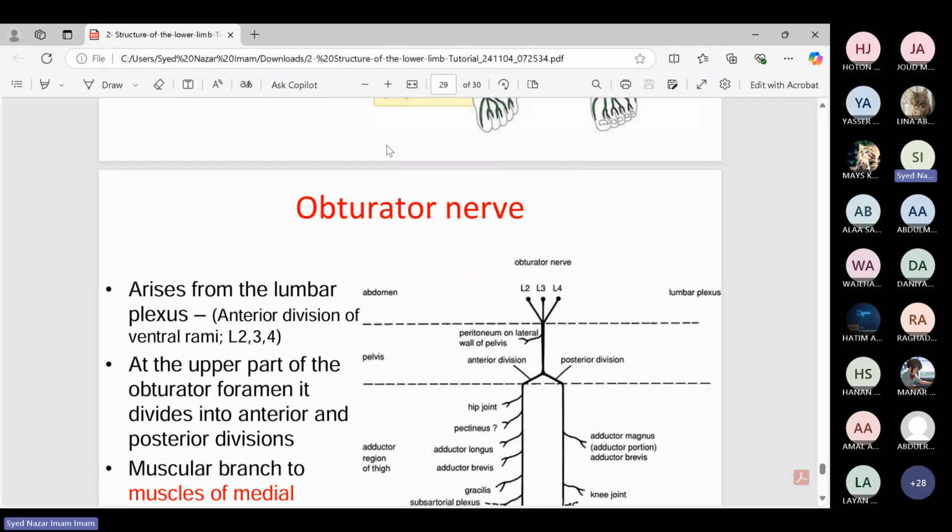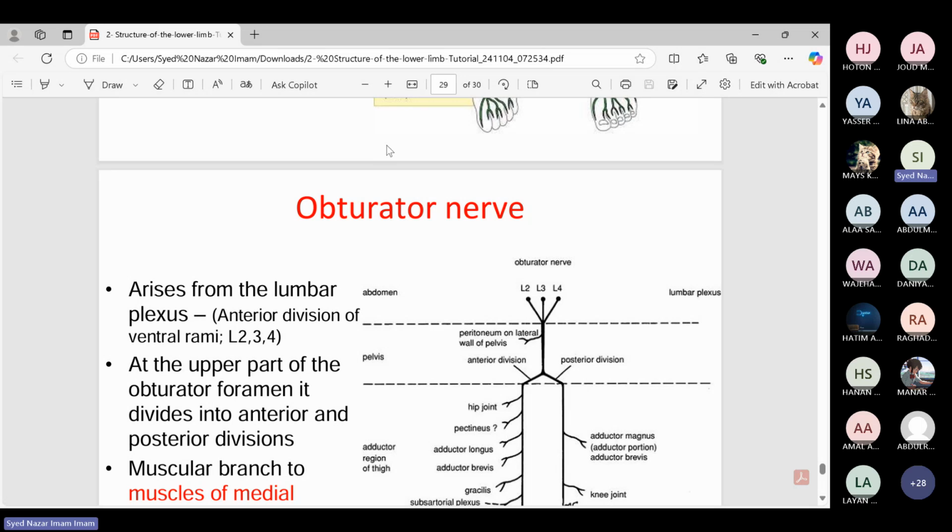And inversion is done by the medial muscles. What medial muscles do we have? We have tibialis anterior, tibialis posterior, and extensor hallucis longus. Now see, tibialis anterior and tibialis posterior are in the anterior and the posterior compartment of the leg, but they are on the medial side.